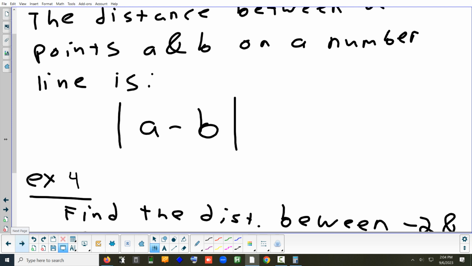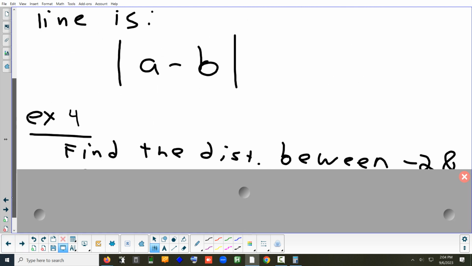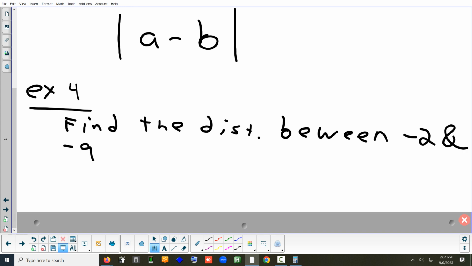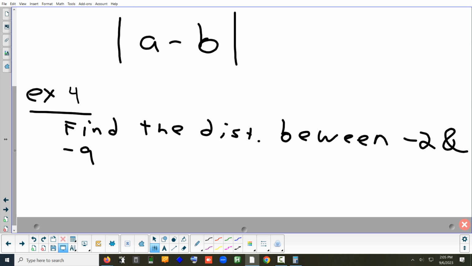It doesn't matter what order you subtract them in because you're taking the absolute value. Okay, so we'll do example 4, and then this will finish up the one-dimensional coordinate system, and then we'll go into two-dimensional coordinate systems, which is where we're going to try something on the calculator. Okay, so it says to find the distance between -2 and 9.